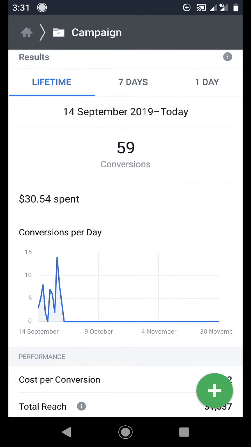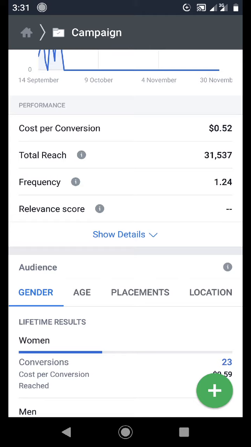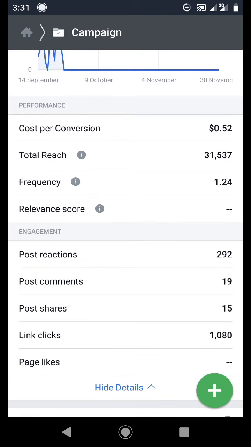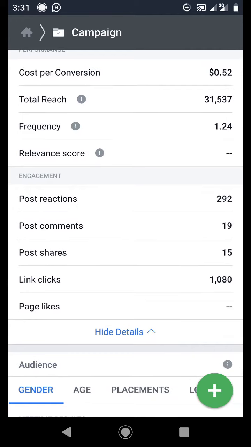Now in this campaign that you can see, $30.54 was spent on it, and that is one thing, the amount. Then two is the link clicks.